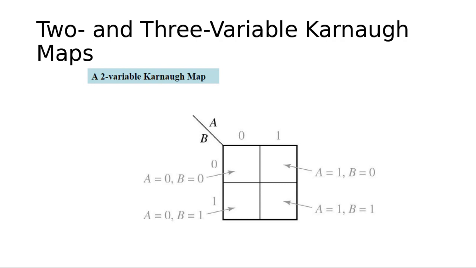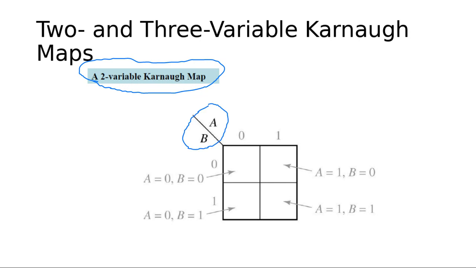There is a two variable Karnaugh map. What does it mean, two variable Karnaugh map? It means you have two inputs. It is coming from the truth table, by the way. You must know the truth table very well. It is kind of a truth table, but as you see, there are some differences in the writing and creating of the table.